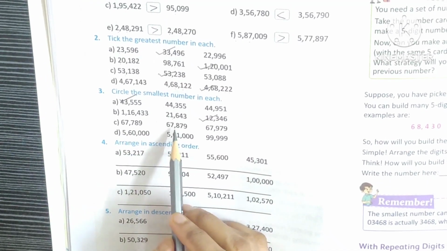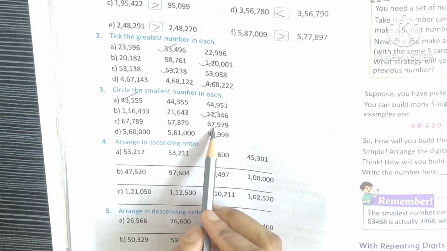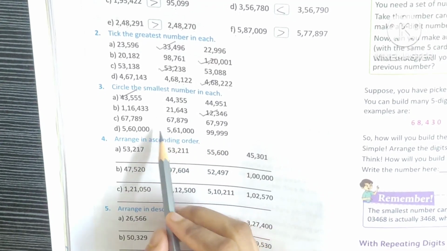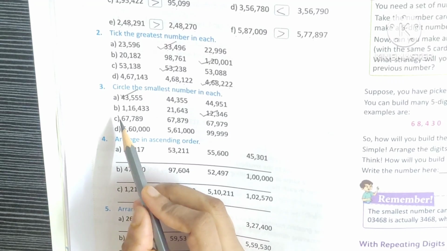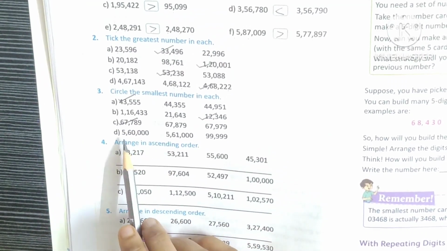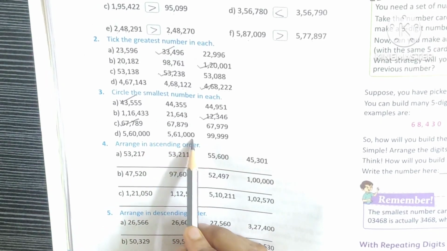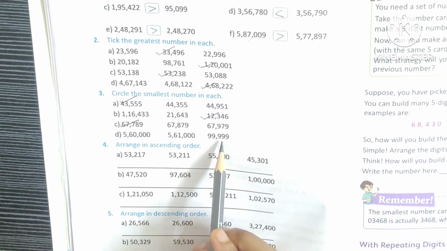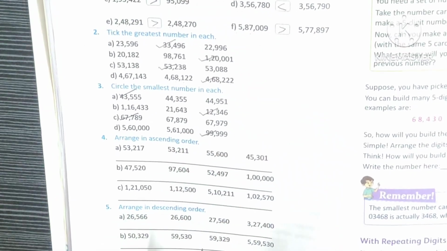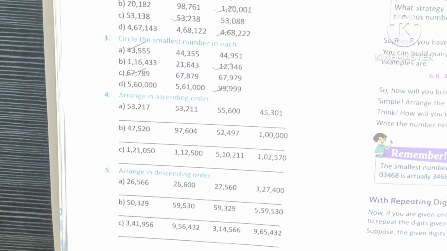67,789, 67,879, 67,979. Smallest is 67,789. 5,60,000, 5,61,000, 99,999. 99,999.